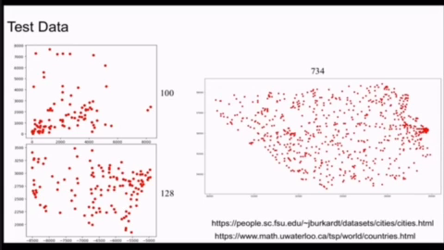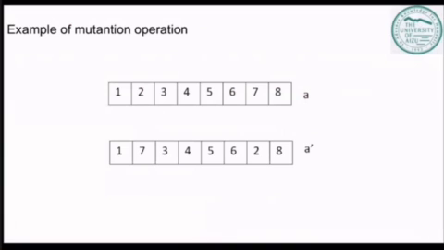How should the travel route be chosen to make the total travel the shortest? As shown in the figure, the points in the three graphs are the city point positions in the TSP problem for 100 cities, 128 cities, and 734 cities.